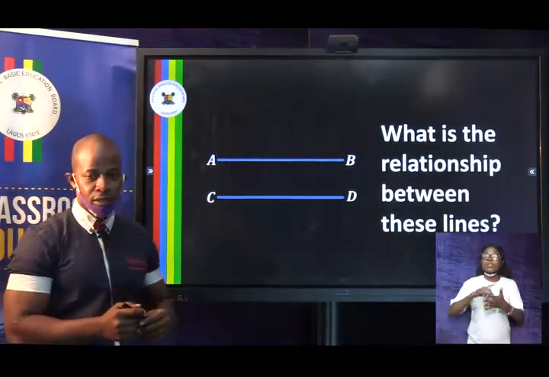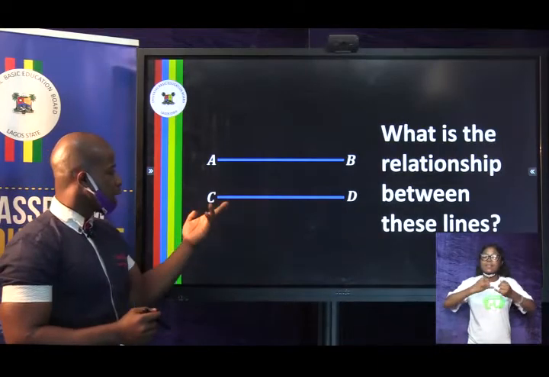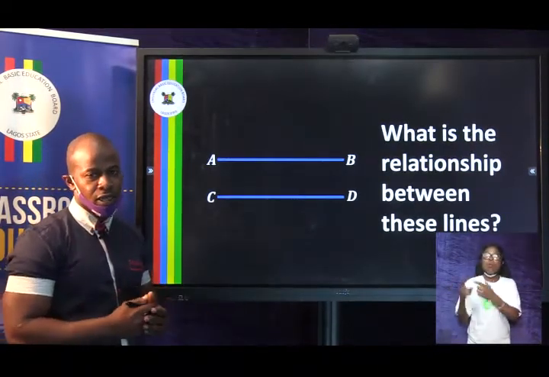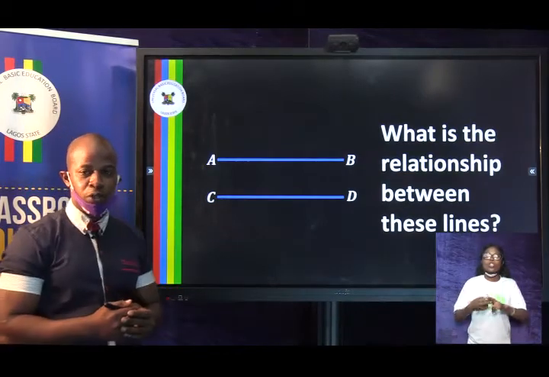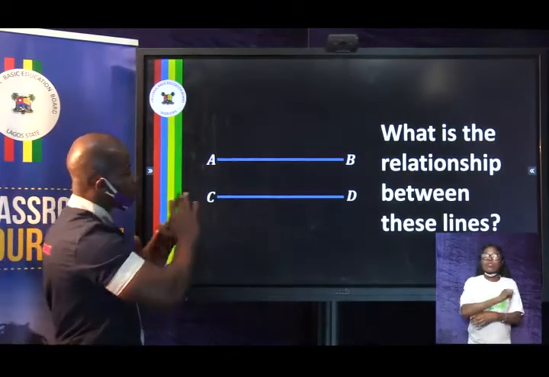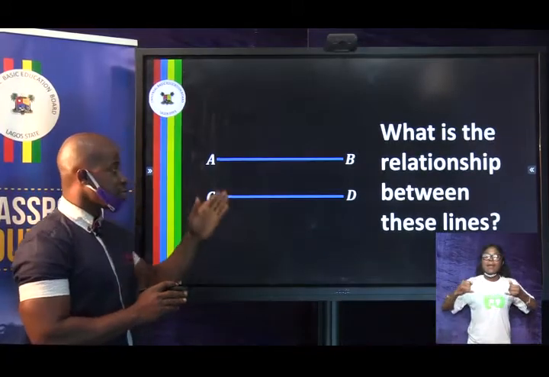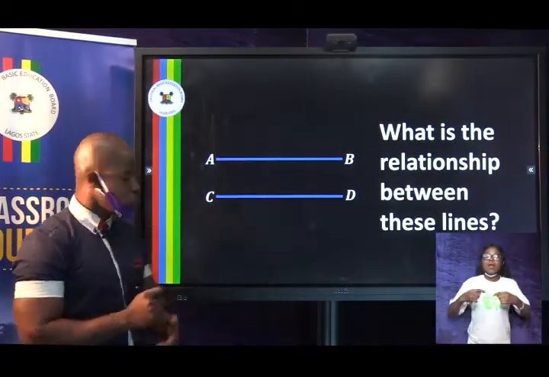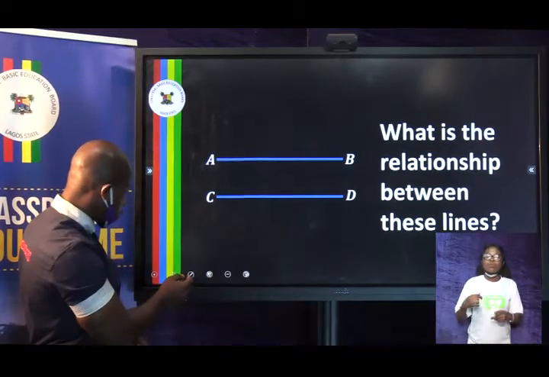Study these lines, AB and CD. What kind of lines are they? What is the relationship between them? Observe that they are going in the same direction and the distance between them is the same along the line. So what type of lines do we call this?